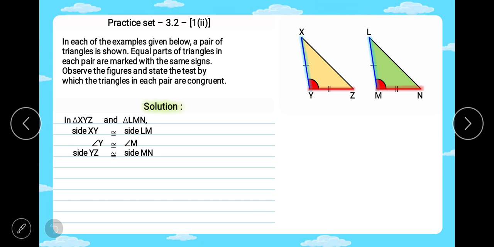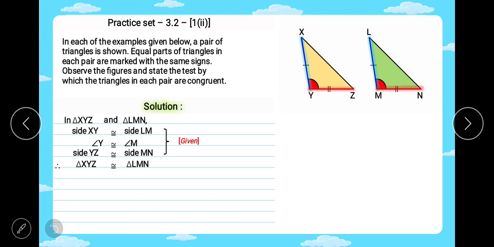Now we have to write: if everything is congruent to each other, then the triangles are also congruent. So write that down also. All this information was given. Now, triangle XYZ is congruent to triangle LMN. Easy. So everything we have written.